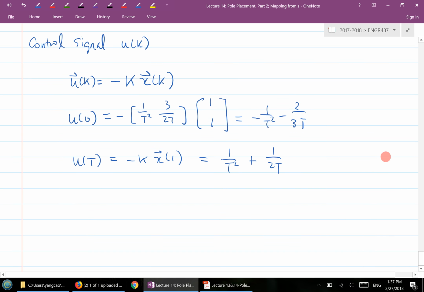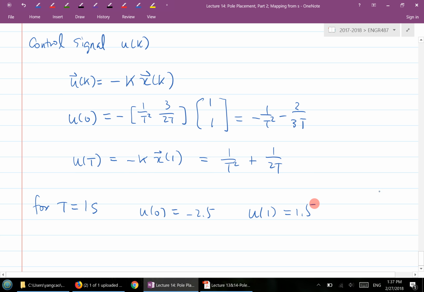So let's think about the particular case. If I have t equal to 1 second, plugging in here, I got u of 0 equal to negative 2.5, and u of 1, which is basically this 1.5 here.